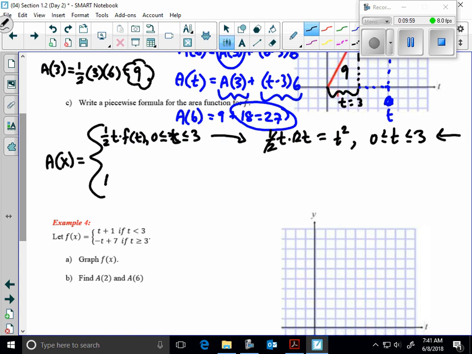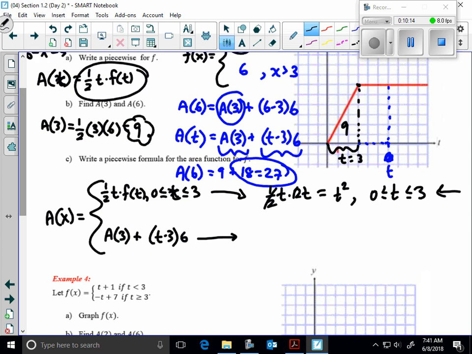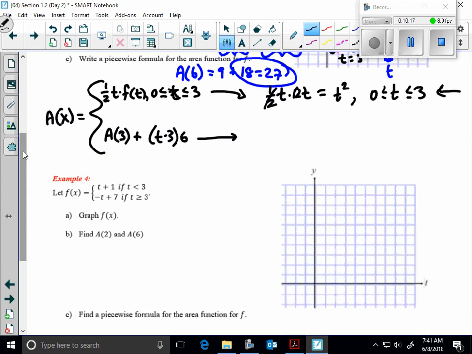The second portion, like we said, was the area up to 3 plus t minus 3 times f of t, which is 6. And it's always going to be 6 because it's a rectangle, and f of t up here in that interval would just be 6. So let's simplify that. That's going to be 9 plus 6t minus 18. So I'll simplify that real quick. That would be 6t minus 9, on the interval where t is greater than 3.